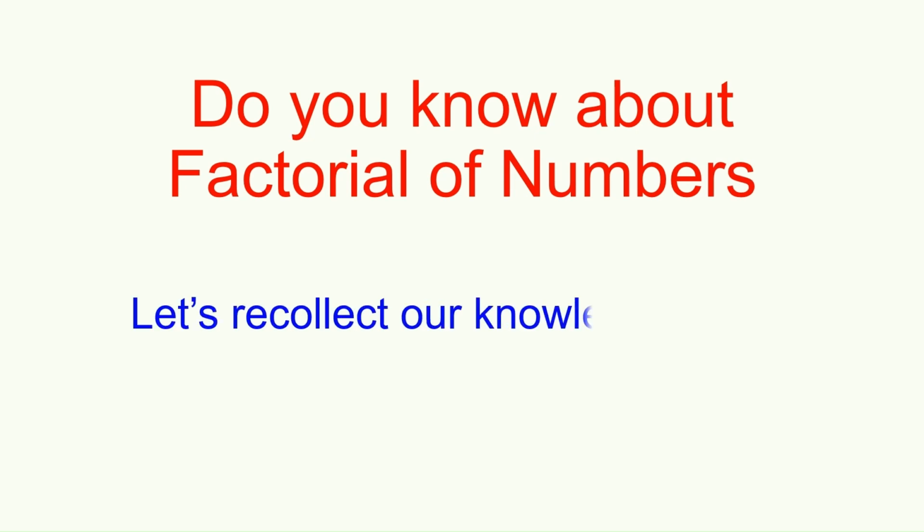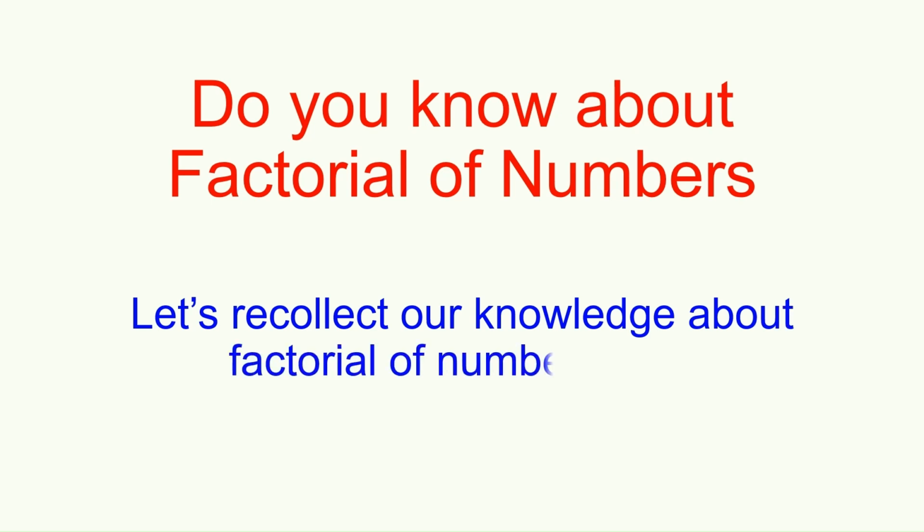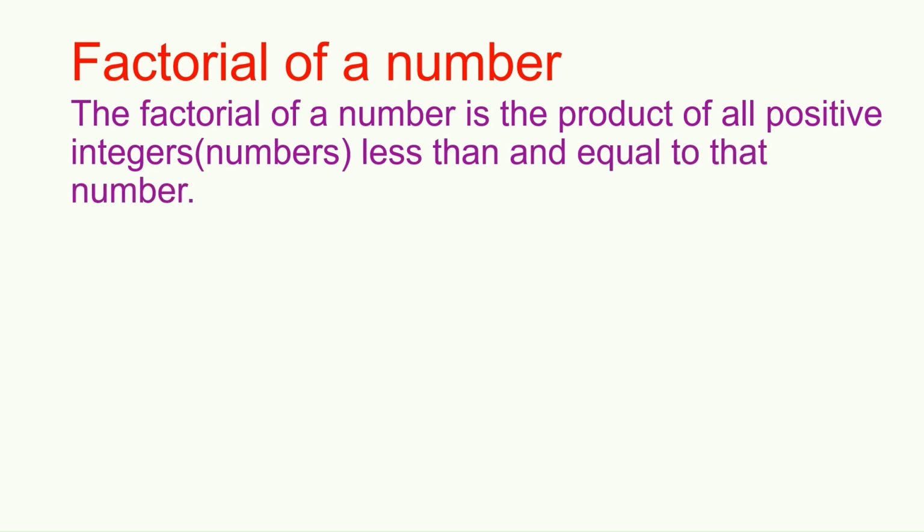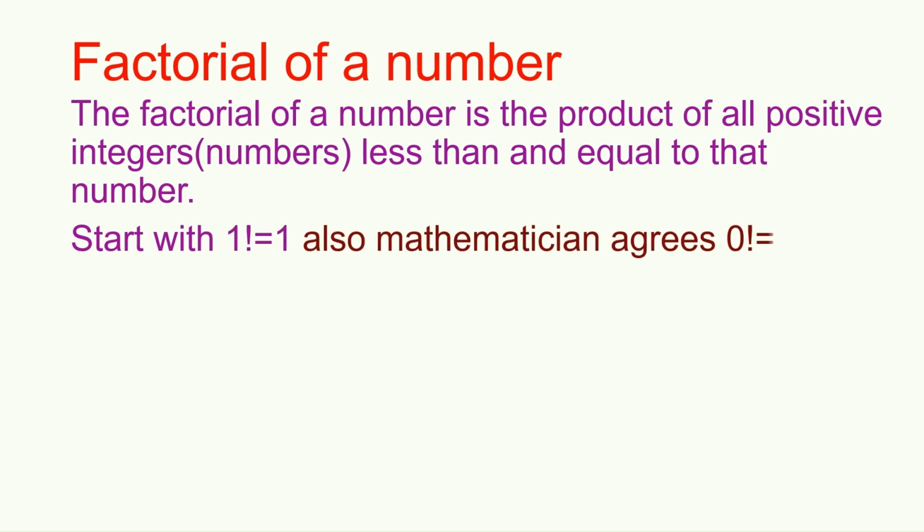Do you know about factorial of numbers? Let's recollect our knowledge about the factorial of a number, say n, or factorial n. The factorial of a number is the product of all positive integers or numbers less than and equal to that number. Start with factorial 1 is equal to 1. Also, mathematicians agree factorial 0 is equal to 1.